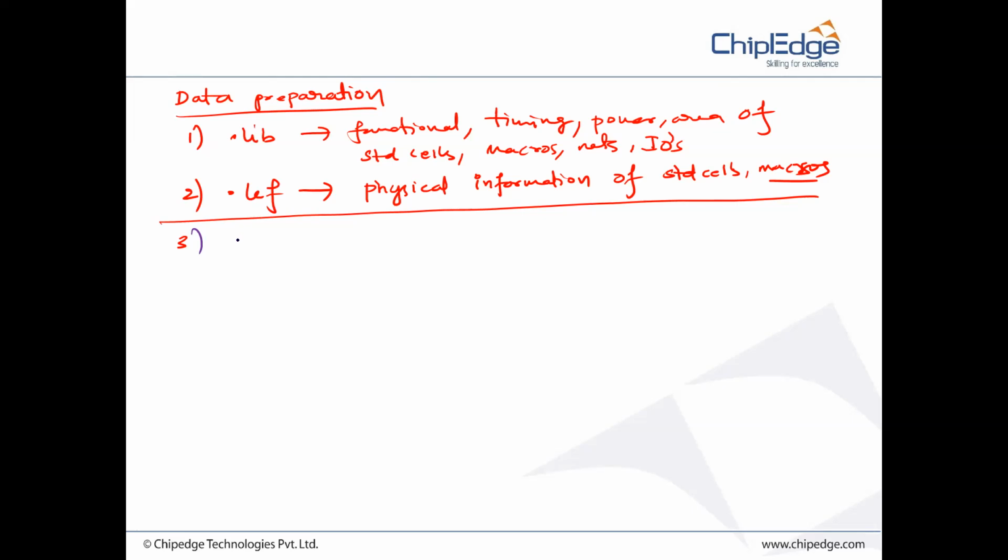TLU plus and technology .tf file. .tf is nothing but the tech file, technology file. So what does this file have? Metal layer information, color, all about layer information: metals, vias, whatever it is. All the information is present in this, and so many other things, right?